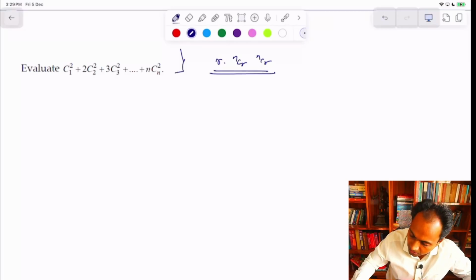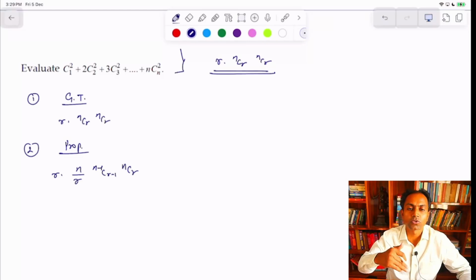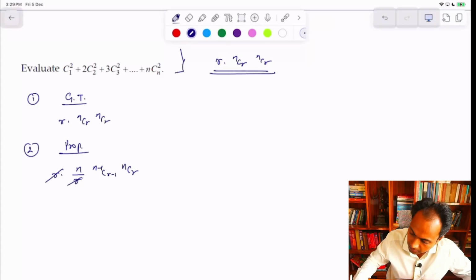What we are going to do in the first step, let us first write the general term, because it is a general term based method. I am writing the general term, that is r ncr ncr. And now in the second part we are going to apply a property. So if I apply the property, this can be written as n by r. So you can see that we are solving a question based on r into ncr. So the same method we are adapting here.